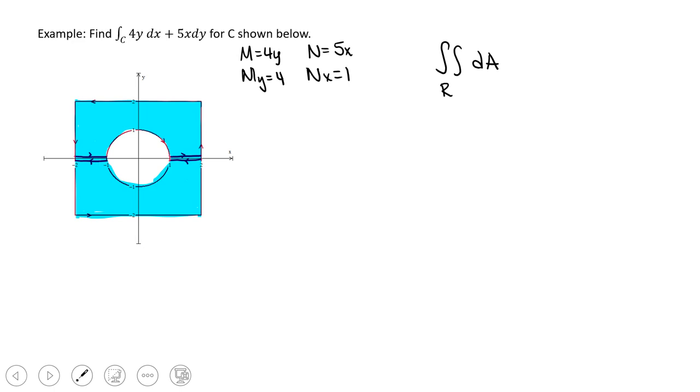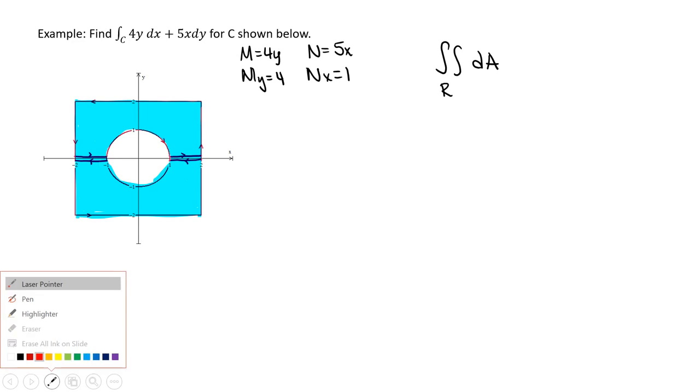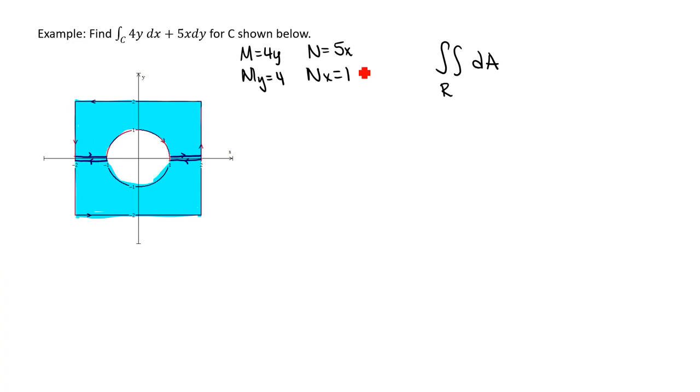So I can actually integrate my nx minus my over the area that I have shaded in blue. And so I don't know why I did this. I wrote this wrong. So my my is 4, my nx is 5. Oh, and I did write the integral right because then we would take 5 minus 4 is 1. So we're going to integrate 1 dA over the region shown.